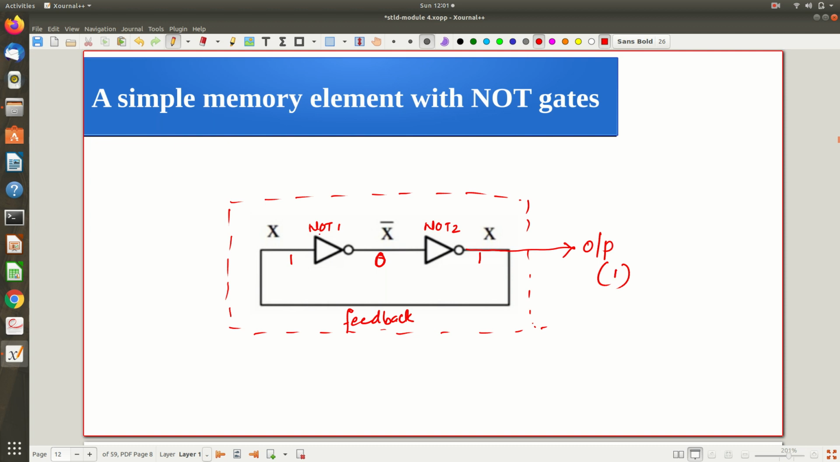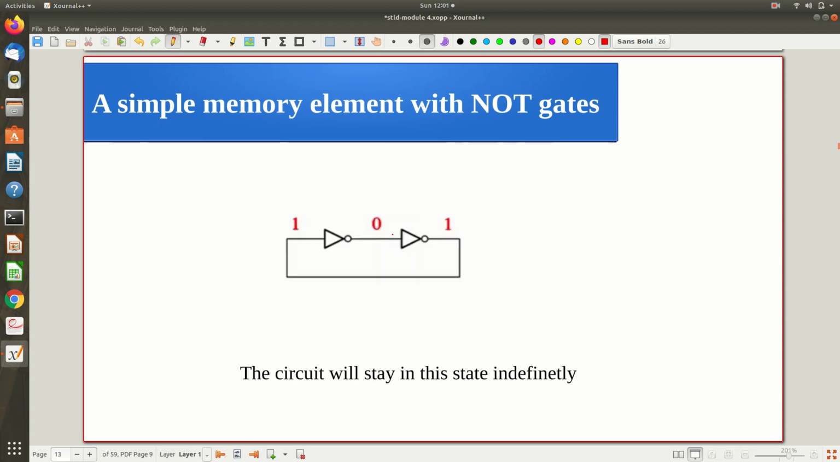So simply I connected two NOT gates and I got this 1, and you can see that this 1 is indefinitely stored in the circuit, unless you feed some other information into the circuit. If you are feeding 1, that will be retained in the circuit indefinitely. The same way you can feed 0 also. So this is how you fed that 1 into the circuit, and if you are taking the output like this, you will get 1 always. The circuit will stay in this state indefinitely.